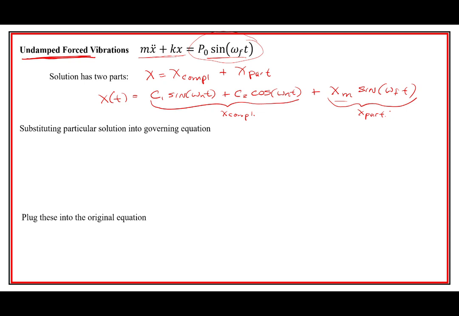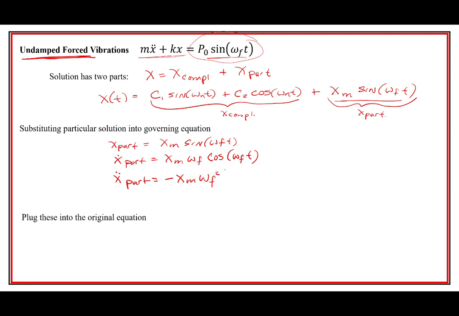The typical procedure when we have a non-homogeneous differential equation is to take the particular part, that's this guy right here, and take the derivative of it. So x dot particular is going to be xm times omega f times cosine of omega f t, and then take it again. So we get negative xm omega f squared sine of omega f t.